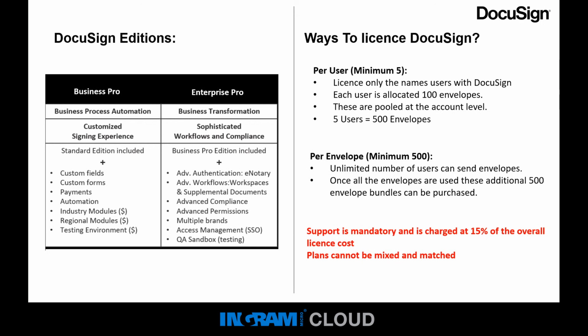Also, the support is mandatory, so it's charged at 15% of the overall license cost. And you can't mix and match plans. So you can't have 2 users on Business Pro and 3 users on Enterprise Pro. You either go fully Business Pro or you go fully Enterprise Pro.